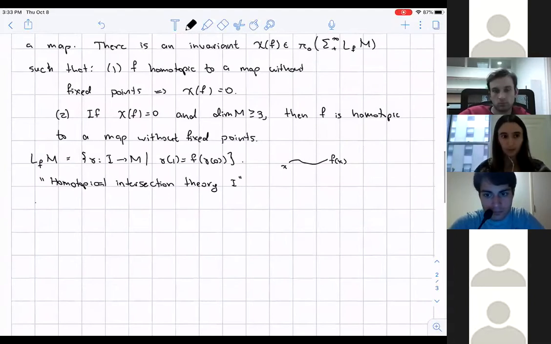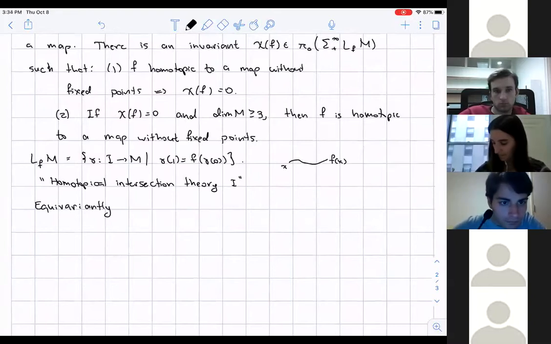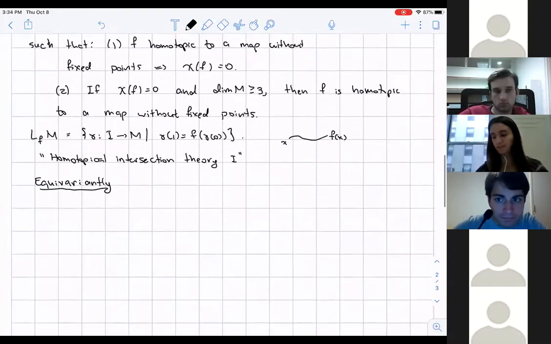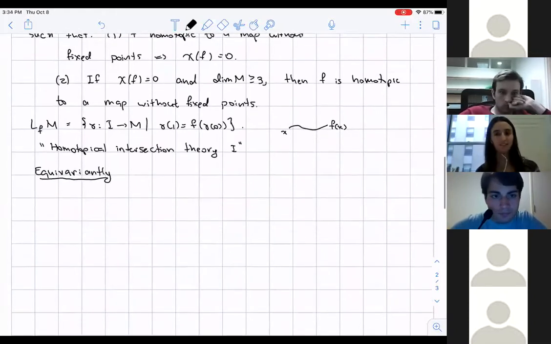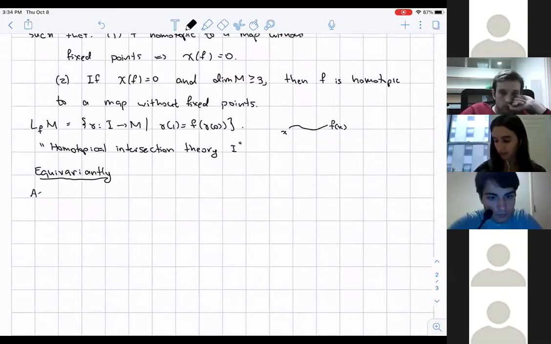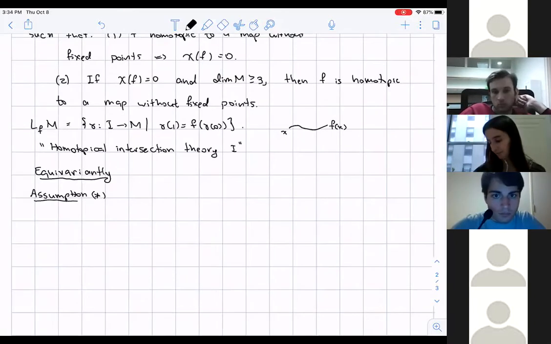So here's what happens equivariantly. There's going to be a similar kind of theorem, some invariant, and it's going to be a complete invariant under some conditions. So let me write down an assumption, because it is a bit longer than the assumption that M has dimension greater than or equal to 3. So I'm going to want to be able to refer to it rather briefly.